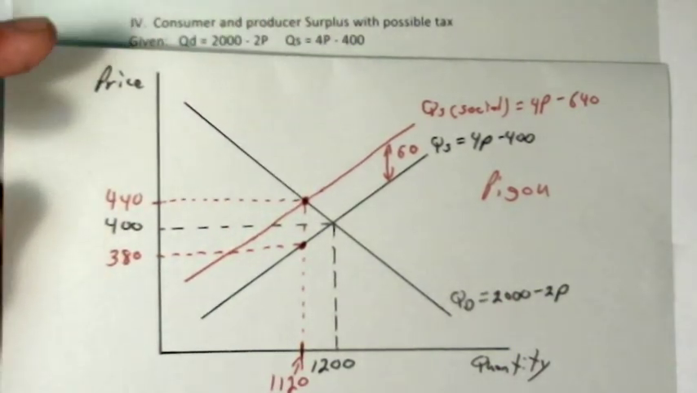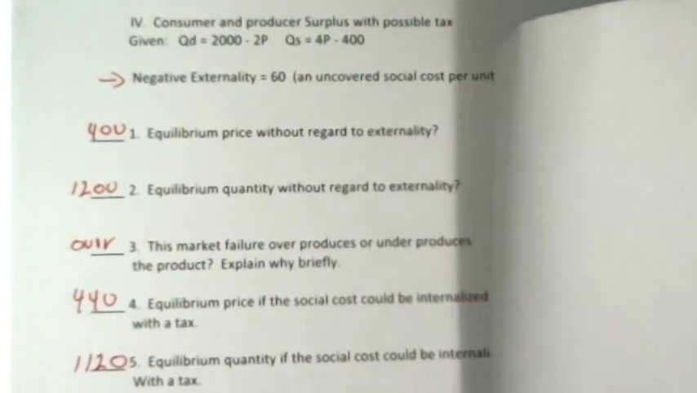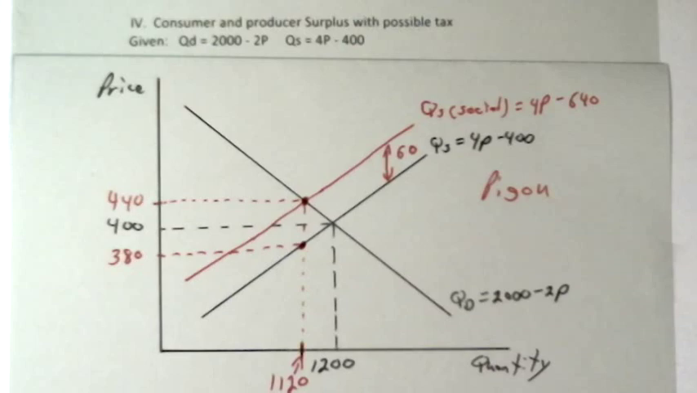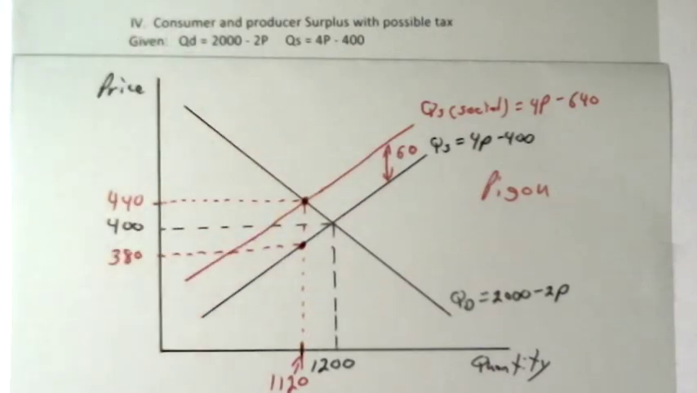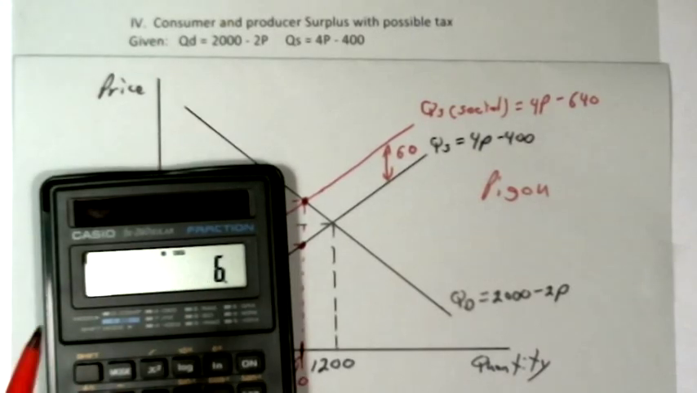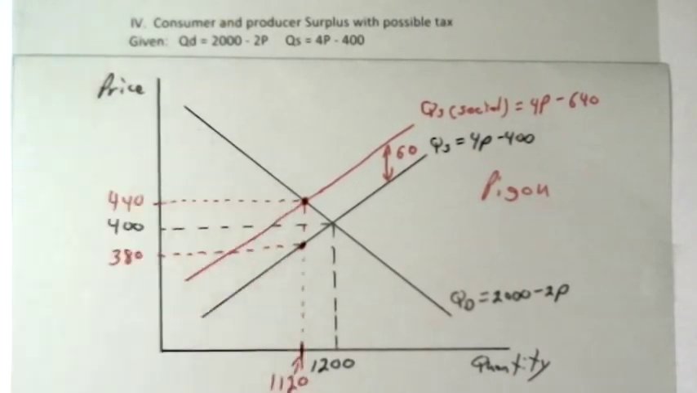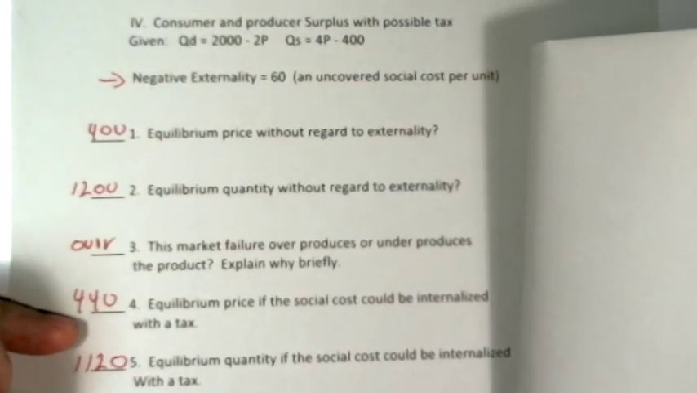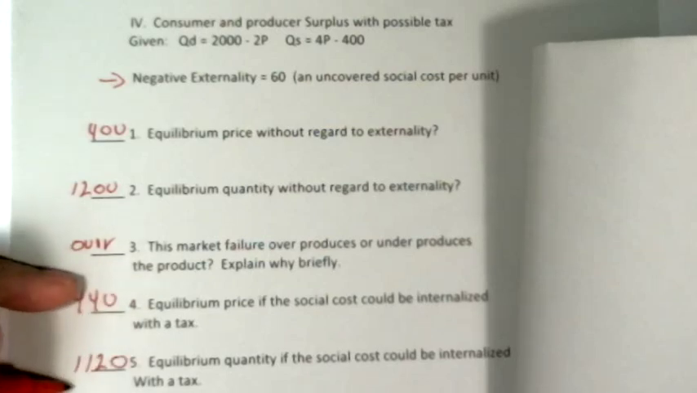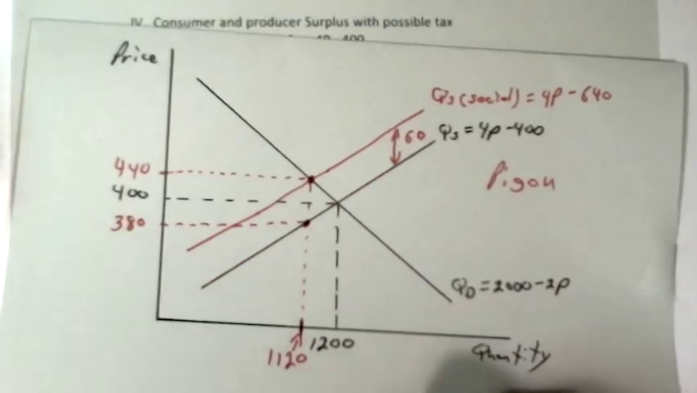So the question was, assuming the tax is used to internalize the externality, what would the tax revenue collected be? Well, it would be $60 times 1120. 60 times 1120 is 67,200. So this number, well, you can't see it, I'll just write it up here. It's 67,200 is the amount of the tax that would be collected.